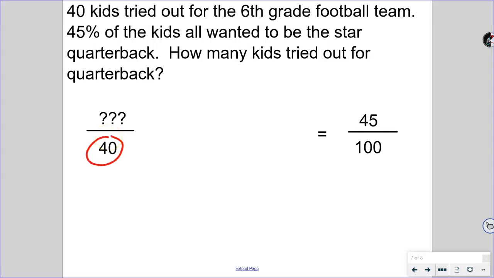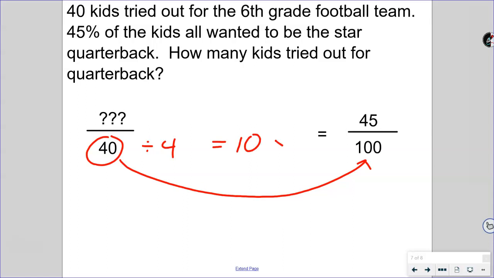So how do I get from 40 to 100? I hope you guys see that. That's pretty simple. I'm going to divide it by 4, because that would give me 10. And then I would take that 10 and multiply it times 10, and that would give me 100. So that's if we're going from left to right. Now, if I want to go the other direction, then instead of multiplying by 10, I would divide by 10. And then instead of dividing by 4, I would multiply by 4.